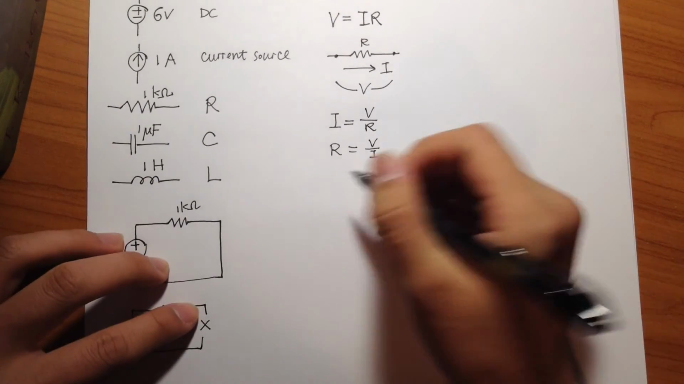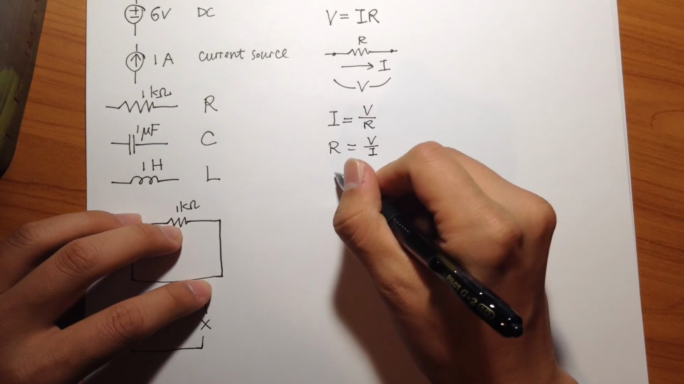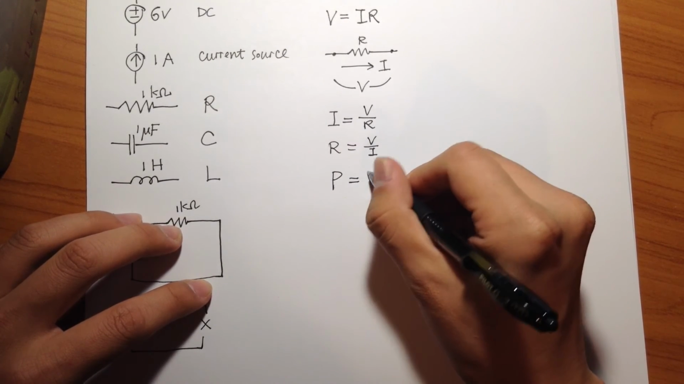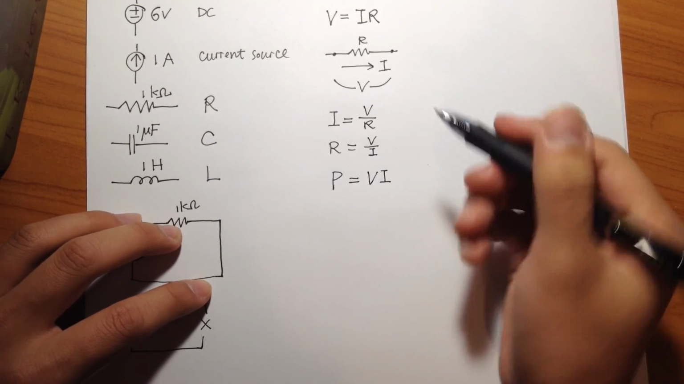And then later on, when you want to calculate the power of any element in the circuit, P stands for power. Power would just be voltage times the current that flows through that element.